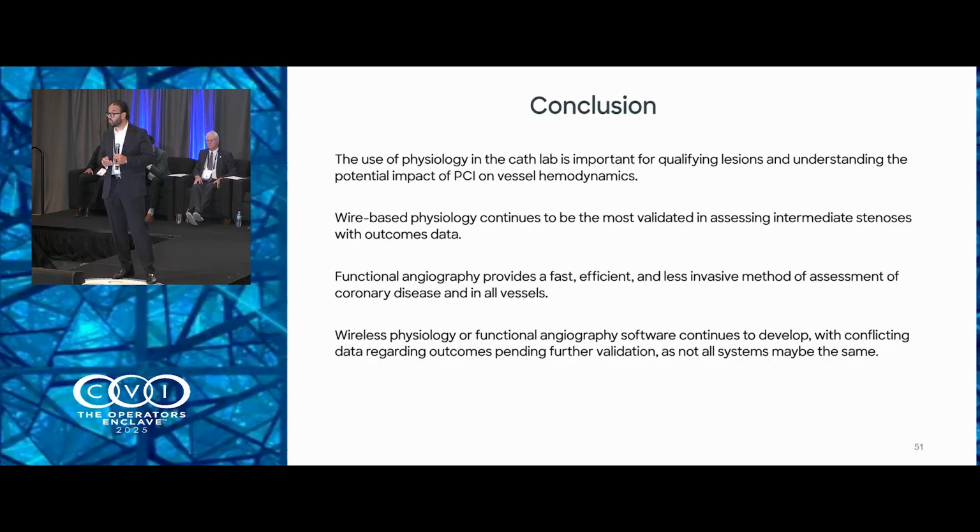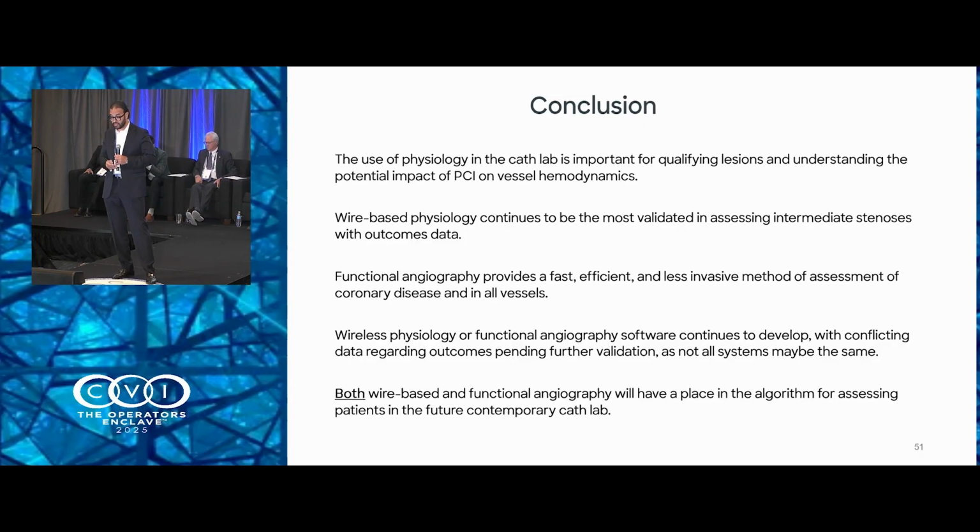Wireless physiology, or what we call functional angiography, softwares continue to develop, and there are some conflicting data, but outcomes data is what matters at the end of the day, and we look forward to the results of the Alraies study. I do believe personally that both wire-based physiology and functional angiography will have a place in every lab, will have a place in the algorithm of assessing those patients, just like CT-FFR or physiology done on CT that can be as simple as gatekeepers before you start intervening.